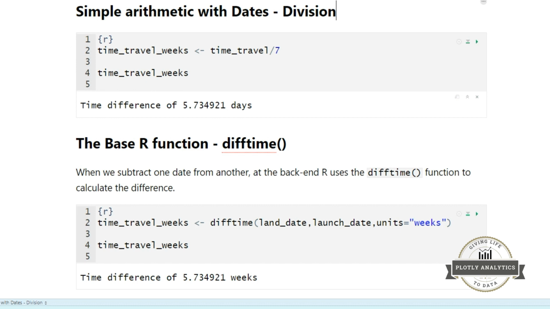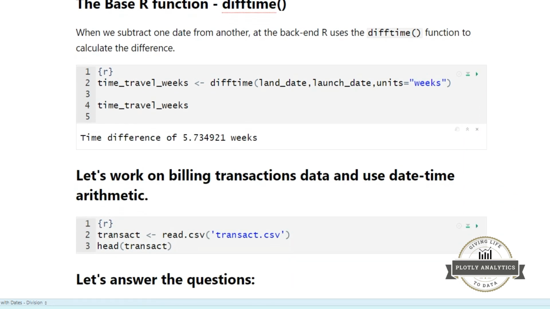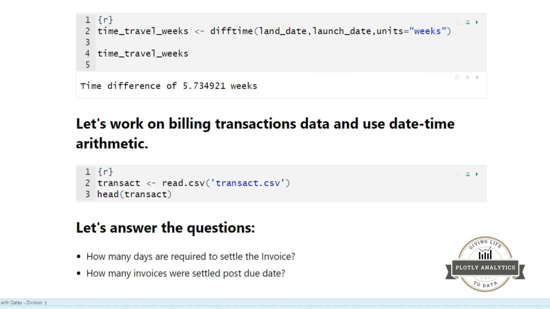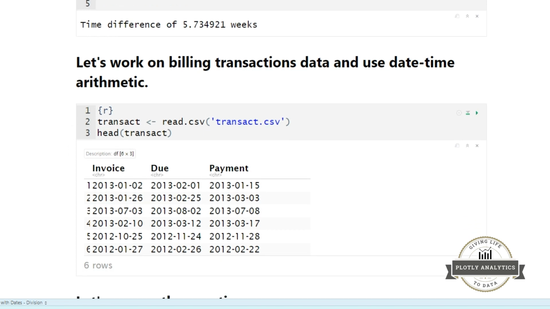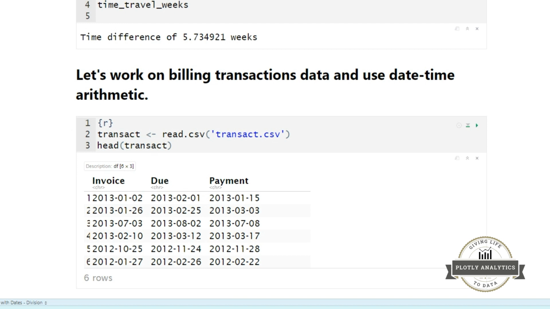Right, so now let's take some example from the business world. Let's say that we have this transaction data, and this data has three dates: the invoice date, the due date, and the payment date. The invoice date is a date on which the invoice is generated. Due date is a date on which the payment is due. And payment date is a date on which the actual payment is disbursed.